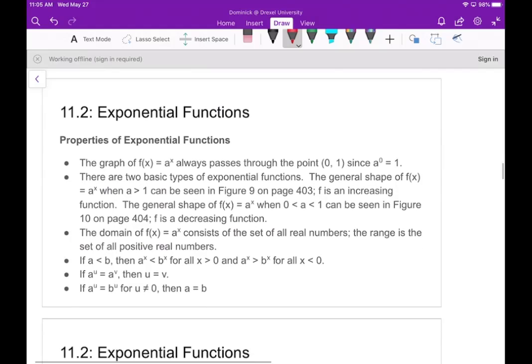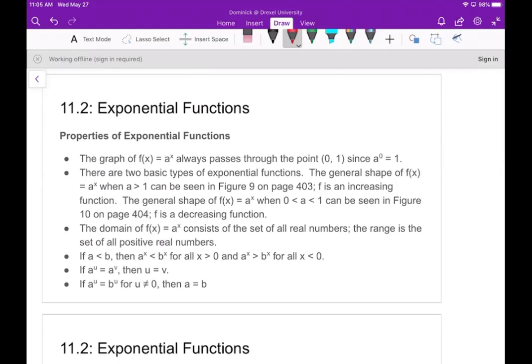All right, so let's talk about some properties of exponential functions, right? Now, one thing that you're always going to get is the point 0, 1, regardless of what your a is, right? So 0, 1 will always be a point because if you plug in 0, anything to the 0 power is 1, right? So that's always going to happen.